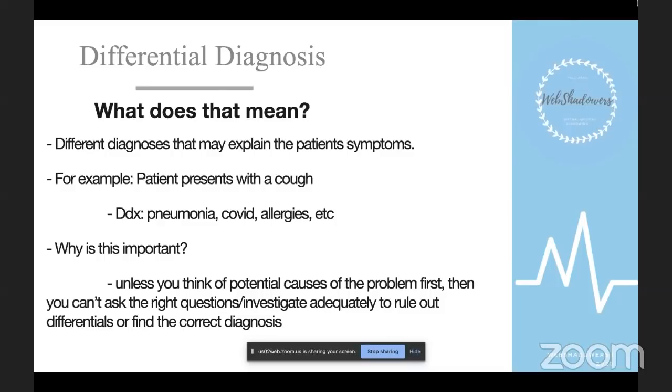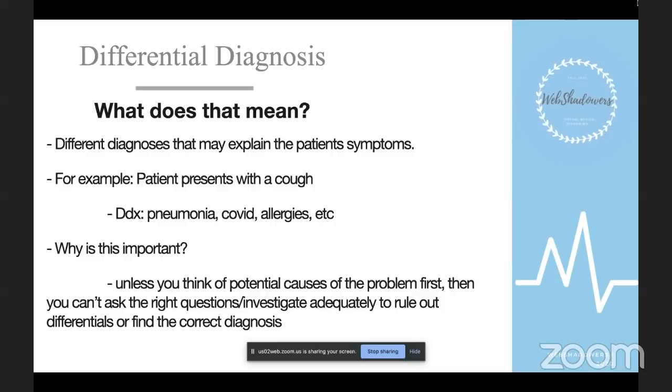And why is it important? You can't ask the right questions, and you can't rule out a disease process unless you think of it first. So you have to know your stuff, right? That's why you go through your training. That's why you read. That's why you go through all these tests. Through this process, you need to have the knowledge base. You need to be able to think of all these differential diagnoses, because if I don't even think about heart attack in a patient, how can I assess to see if someone actually had it or not?